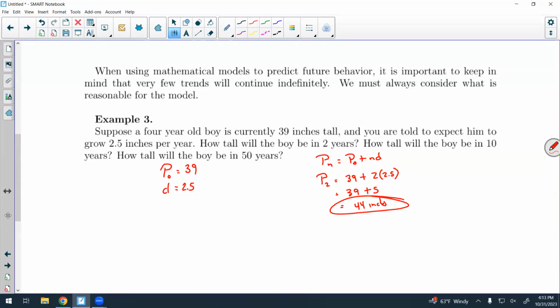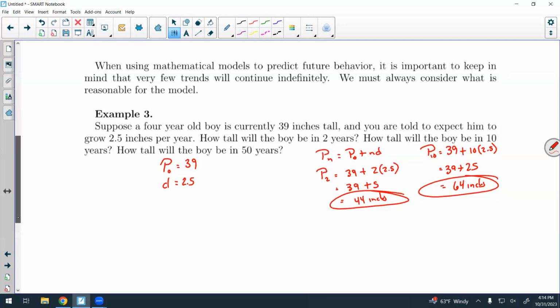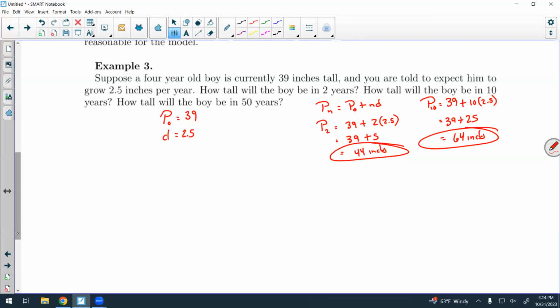How tall will the boy be in 10 years? So now I'm looking at P sub 10, which again is 39 plus 10 times 2.5. 39 plus 25, 64 inches. That makes him 14 years old and he's 5'4". Still reasonable, right? So how tall will he be in 50 years? Using this. So we're looking for P sub 50. We have 39 plus 50 times 2.5. 39, and what's that, 125? So what are we looking at, 164 inches?